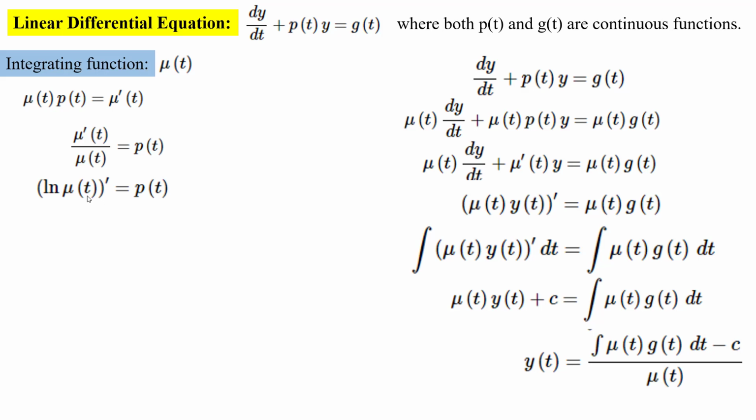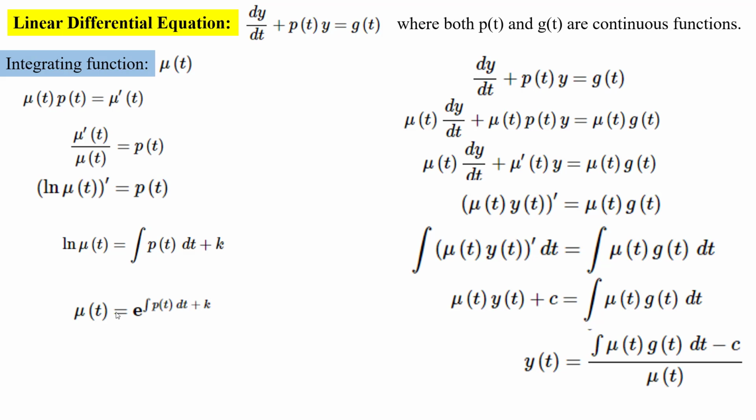Now you just have to solve for mu of t. Remember, p of t is given in the equation, so you know what this is. So you can see where this is headed, solving for mu of t. Integrate each side, and you get ln of mu of t equals the integral of p of t dt plus k.